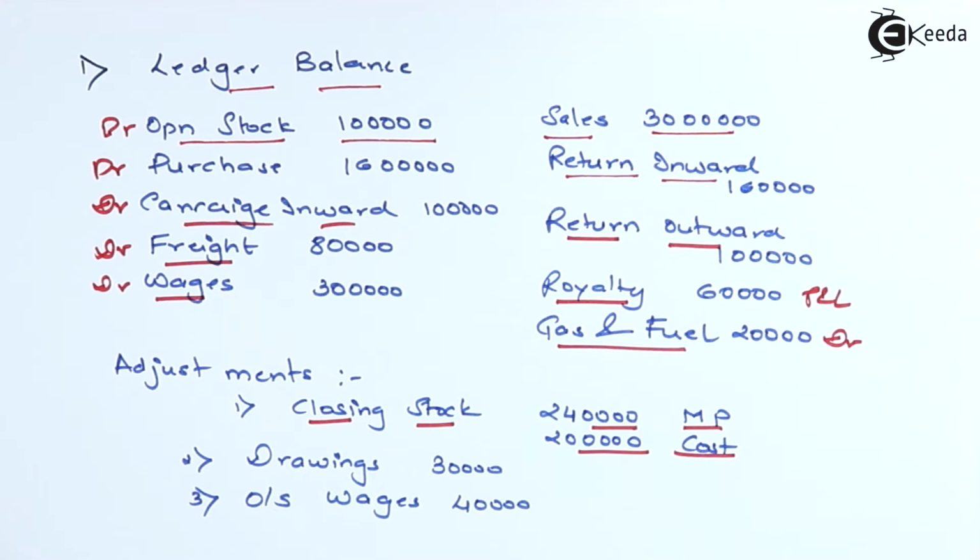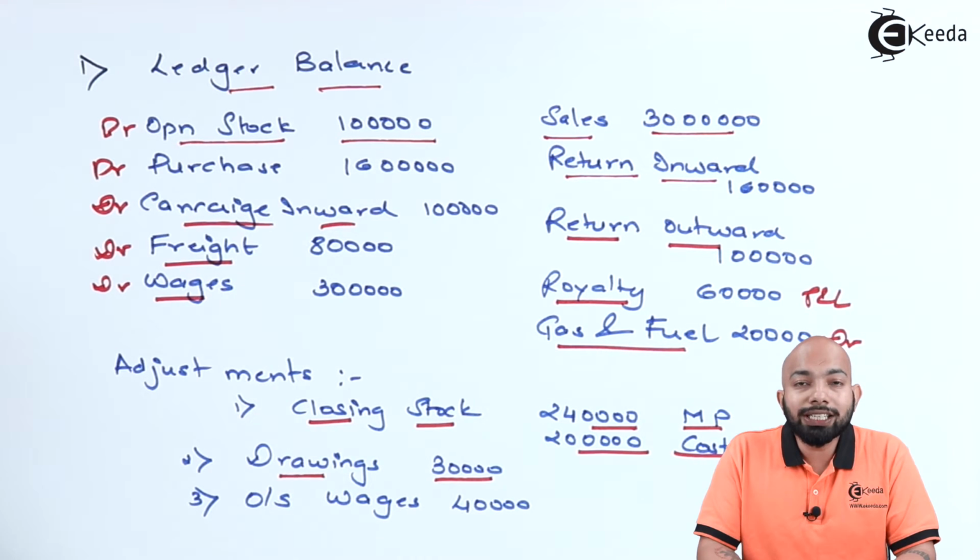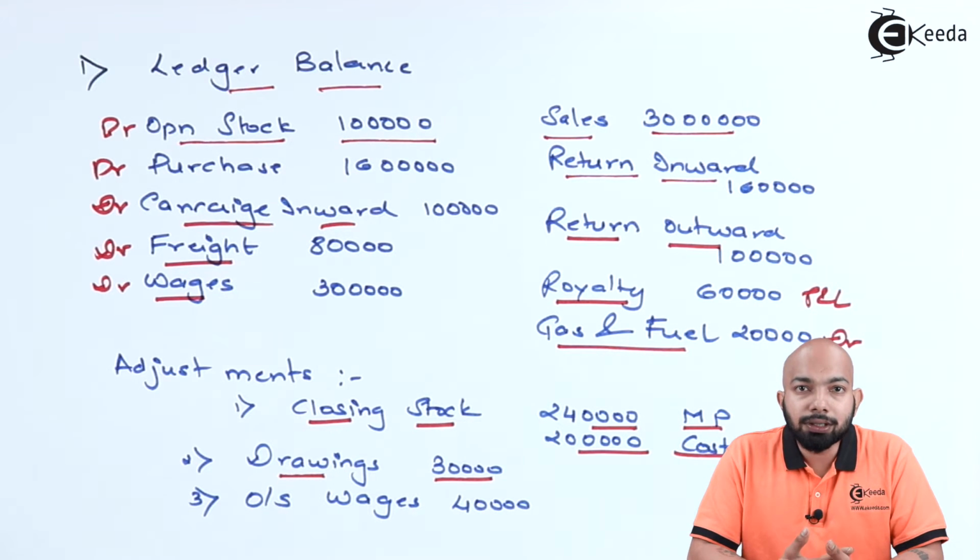Let's understand the next adjustment that has been given here. Drawings rupees 30,000 is the next adjustment that has been given. So drawings, that means something has to be reduced from the purchases. That is the drawings of goods that has been done for personal use. Drawings, you can always refer to as personal use. Hence, we have to subtract it from the trading debit, which will ideally be subtracted from the purchases now.